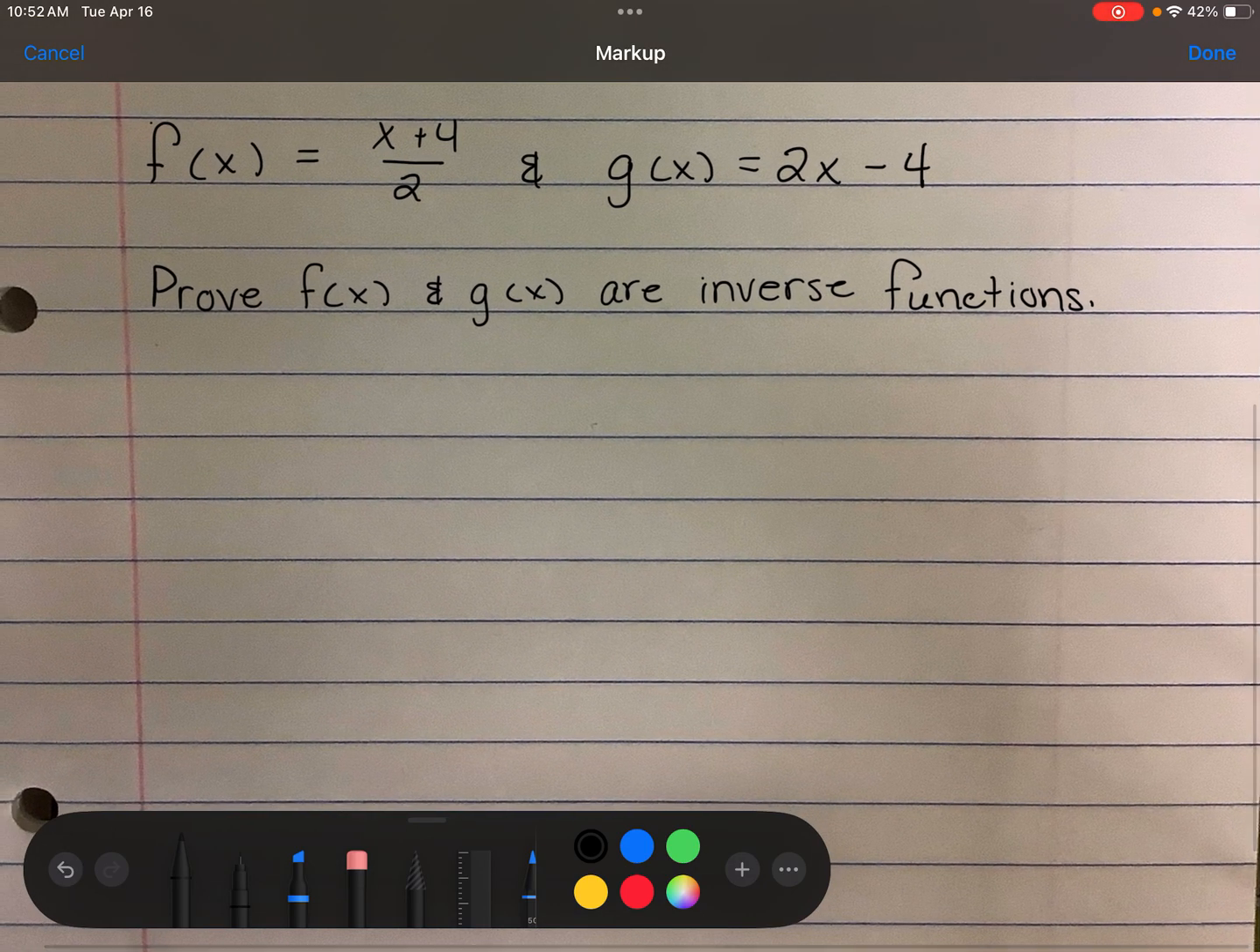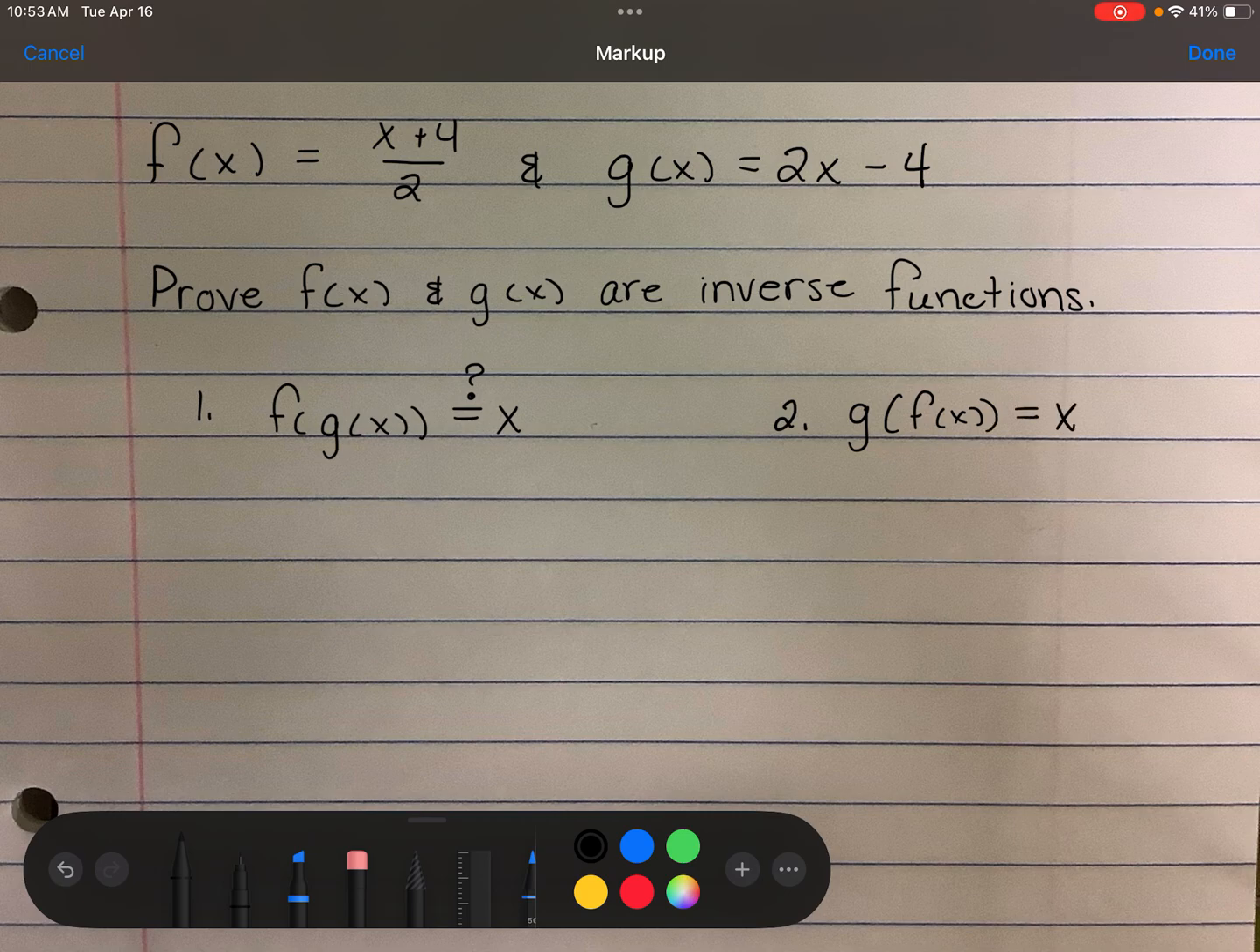All right, so to prove this, we need to do two steps. The first step is to do f of g of x. And we want to make sure that f of g of x equals x. If that's true, then we can move on to the second step, which is doing g of f of x. And if that equals x as well, then we know they're inverse functions. If they don't equal x, then we don't have inverse functions.